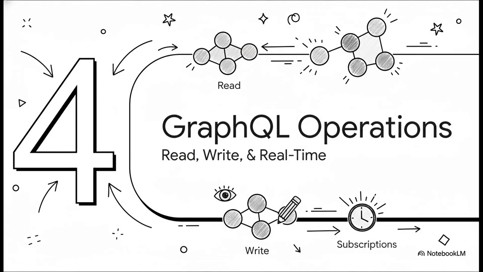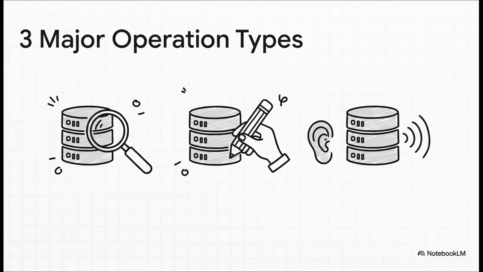But GraphQL is about way more than just fetching data. It actually has 3 different kinds of operations, what I like to call its 3 superpowers, that cover pretty much everything you need to build a modern app. So we've mostly been talking about queries, and that's just for reading data. But there are also mutations, which is really just a fancy word for writing data. Creating a new user, updating a blog post, deleting a comment.